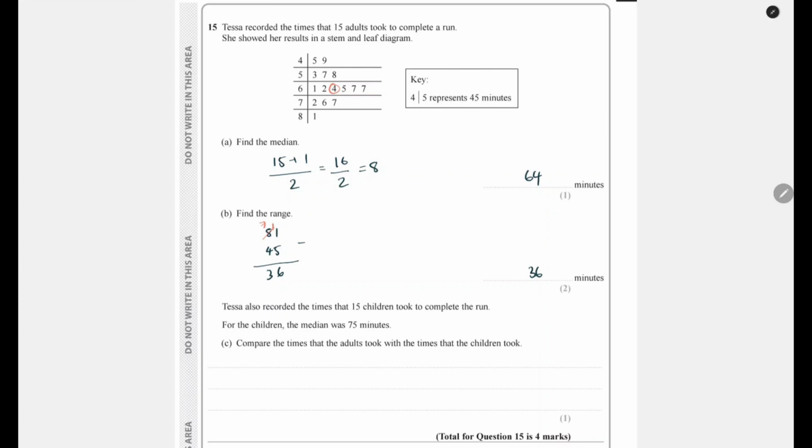Part C says, Tessa also recorded the times that 15 children took to complete the run. For the children, the median was 75 minutes. Compare the times that the adults took with the times that the children took. So as the median for the adults is smaller than the median for the children, we can say that the adults were faster than the children because they have a smaller median.